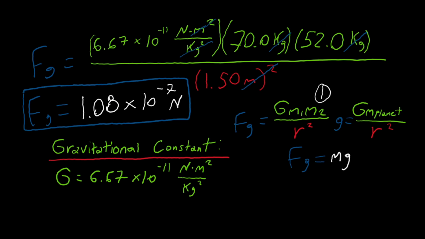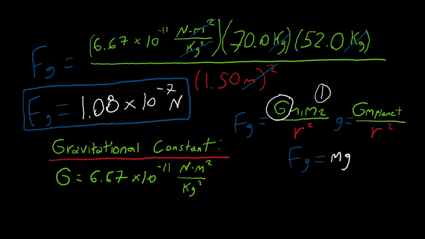Looking at this formula, we have mass 1, mass 2, as well as our radius as 70 kilograms, 52 kilograms, and 1.5 meters. There's also this variable, G. This variable is a constant, sort of like pi. This is the gravitational constant. It is 6.67 times 10 to the negative 11 newtons times meters squared divided by kilograms squared. Plugging all this into the formula gives us a gravitational force.